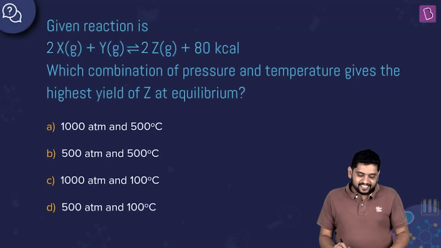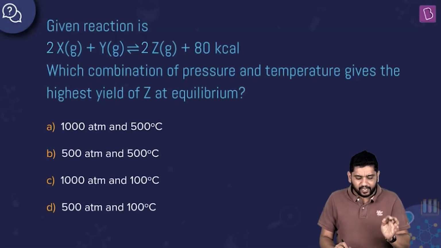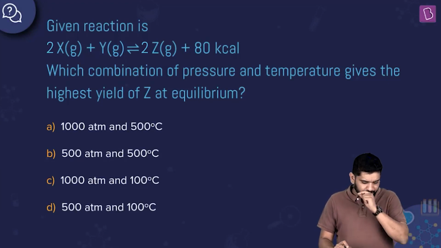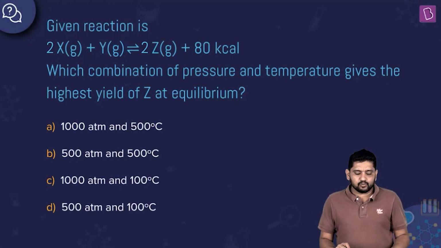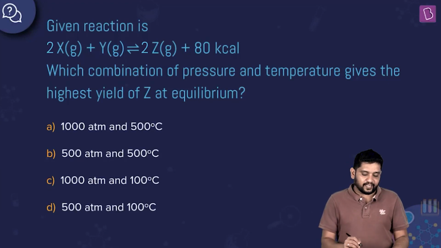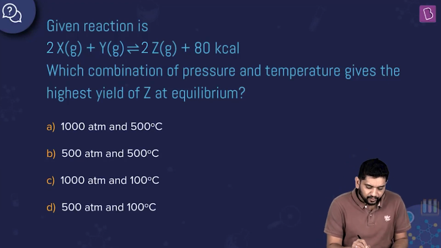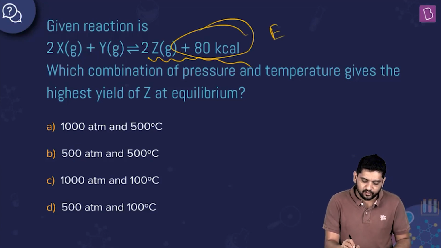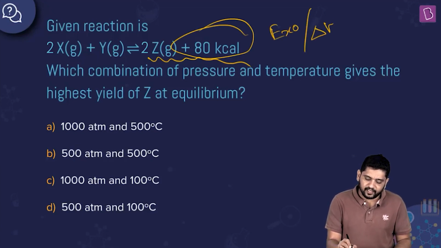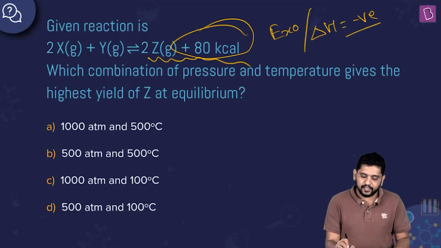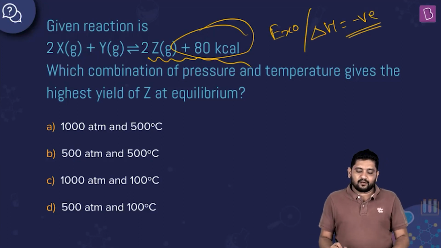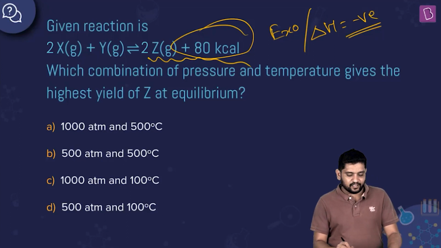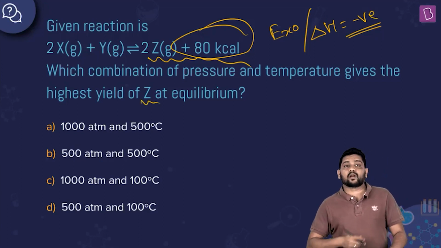Okay, this question says the given reaction is 2X plus Y, all of these in gas phase, even products are in gas phase, giving us 2Z plus 80 kilocalorie. So this plus 80 kilocalorie tells me that this is counted as if it is a product, which means that this is an exothermic reaction, or you can say that enthalpy change is negative. Which combination of pressure and temperature gives the highest yield of Z? So we need more and more Z.